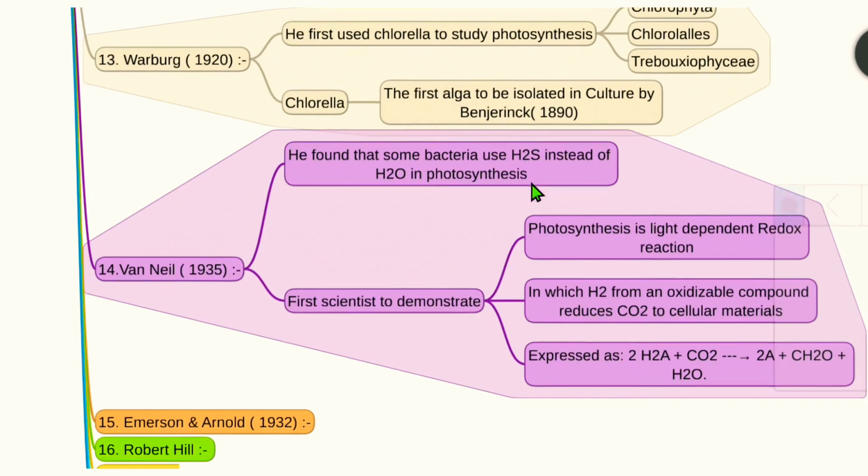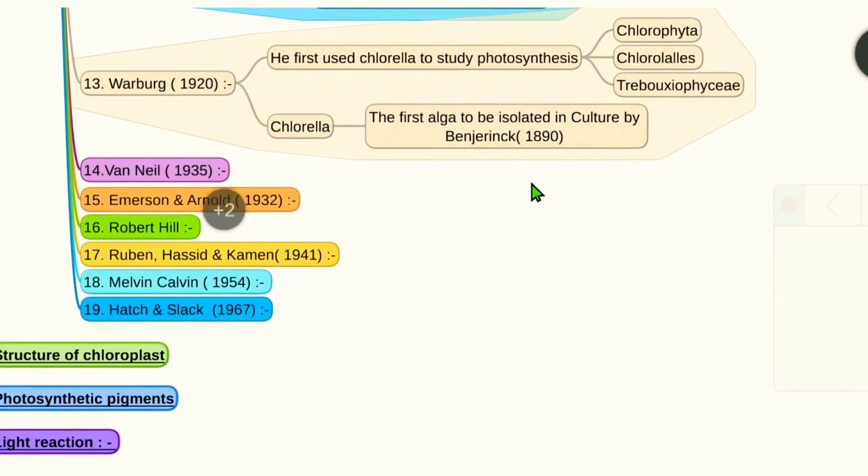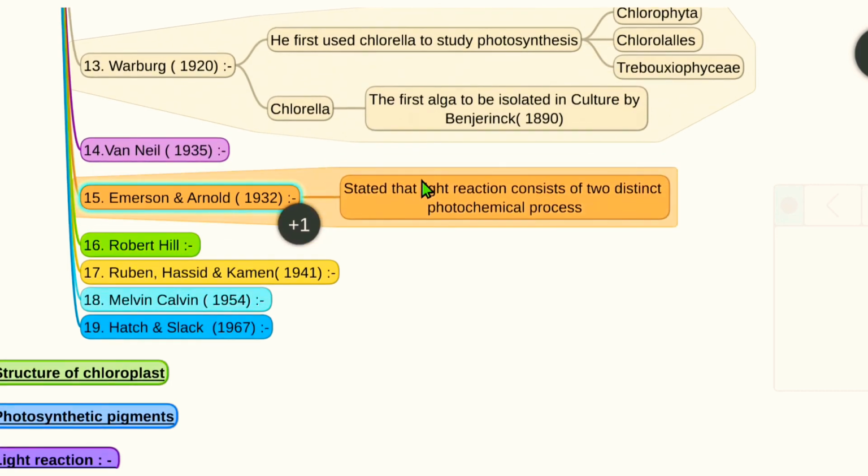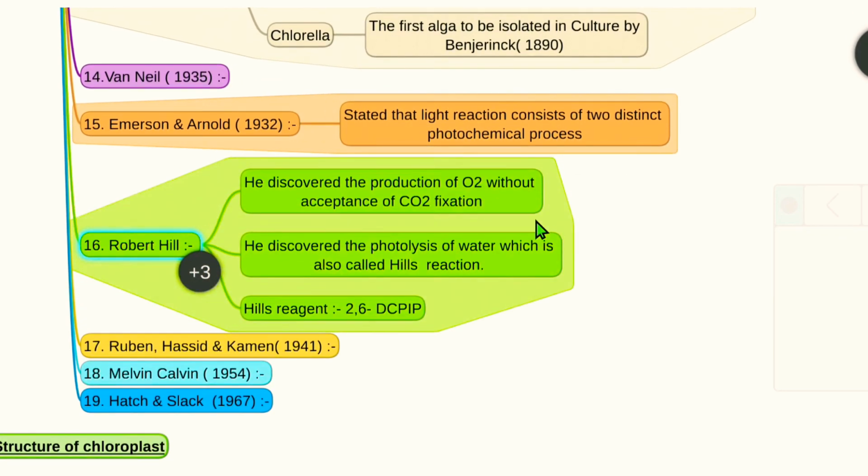Next we'll see Emerson and Arnold in 1935. They stated that light reaction consists of two distinct photochemical processes. Robert Hill, this is one important one. He discovered the production of O2, oxygen, without carbon dioxide fixation. He discovered the photolysis of water, which is also called Hill's reaction.